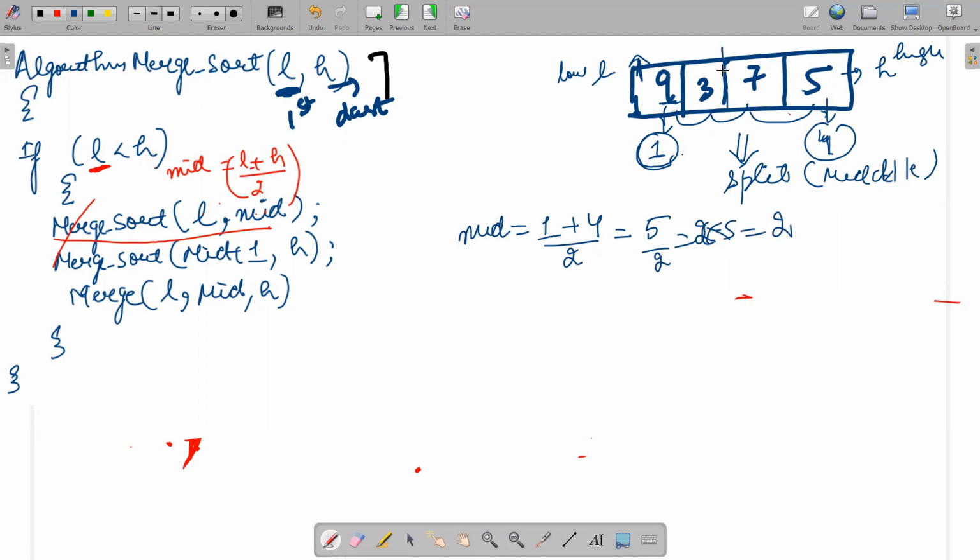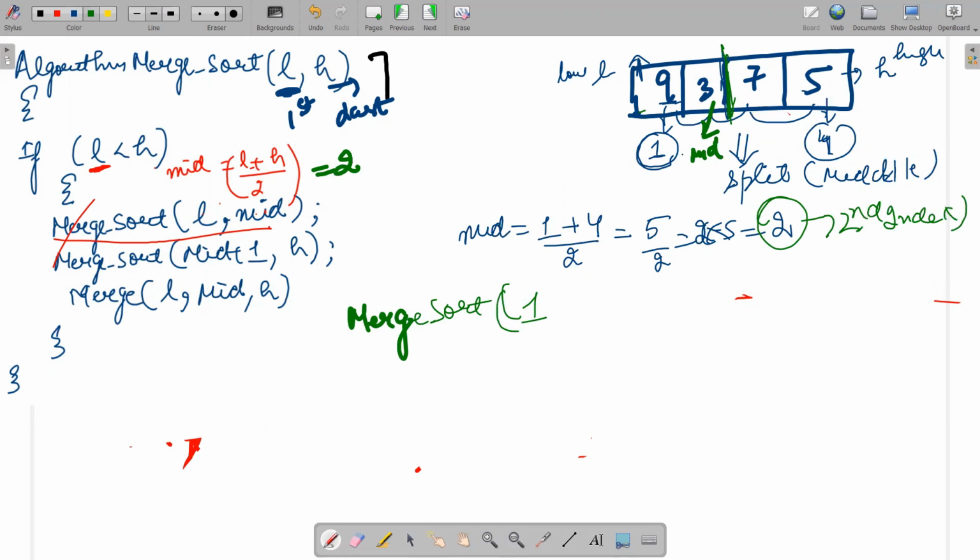It means after the splitting is done, my middle element would be 3. If I calculate the middle, which is 2, my first operation would be merge sort low, which is 1, and middle, which I have calculated as 2. 2 means the second index.